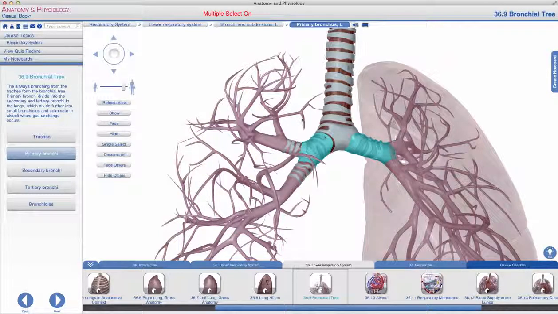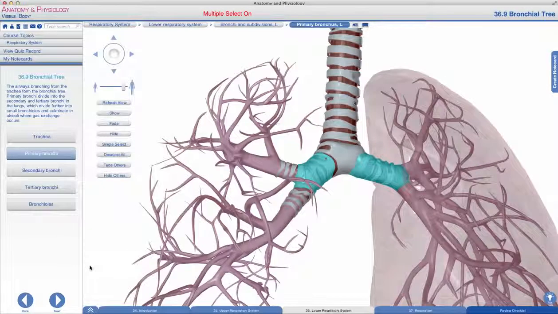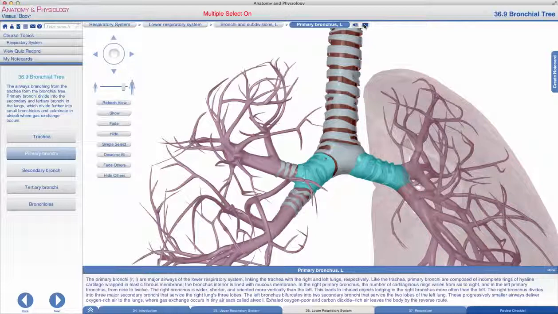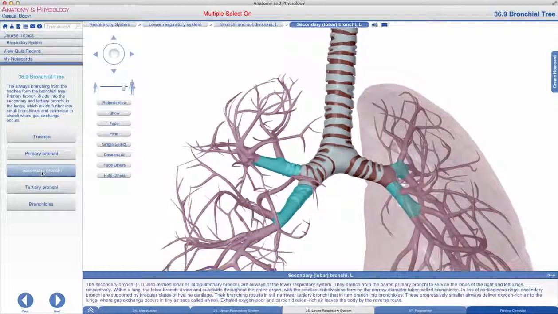I need you to see the structural differences here between these many diverging bronchi, and so it's important to read through your book tab as we do so. You'll see here that like the trachea, the primary bronchi are composed of incomplete rings of hyaline cartilage. However, you will see that they are slightly more narrow than the trachea. As you see them branch into what are known as secondary bronchi, you see that these begin to get even smaller than the primary bronchi.